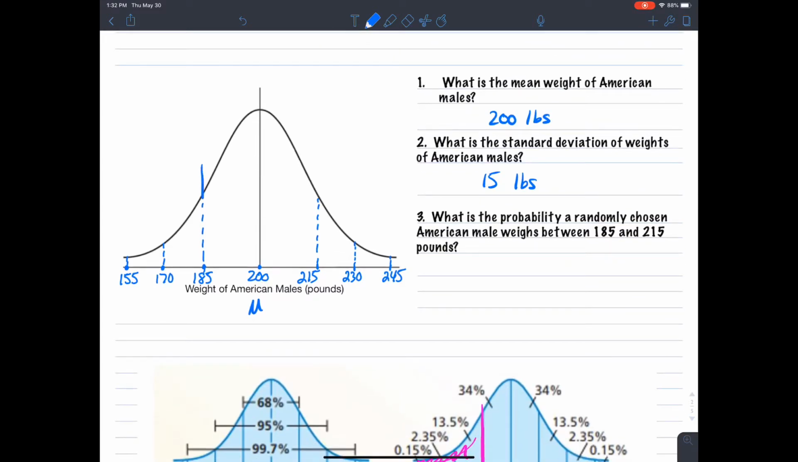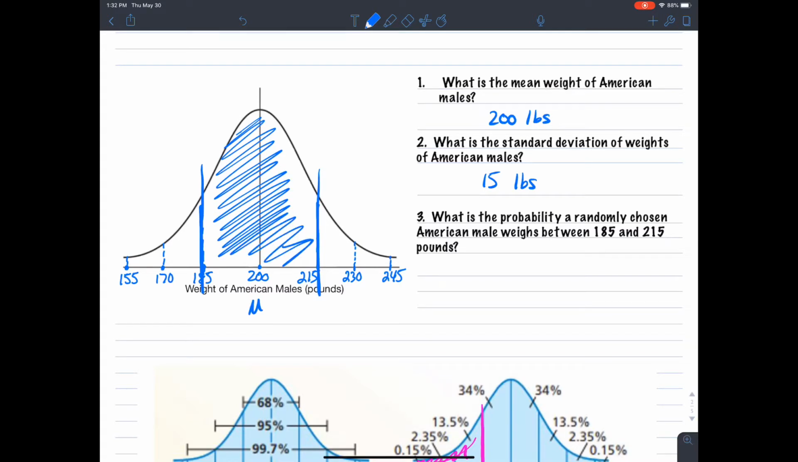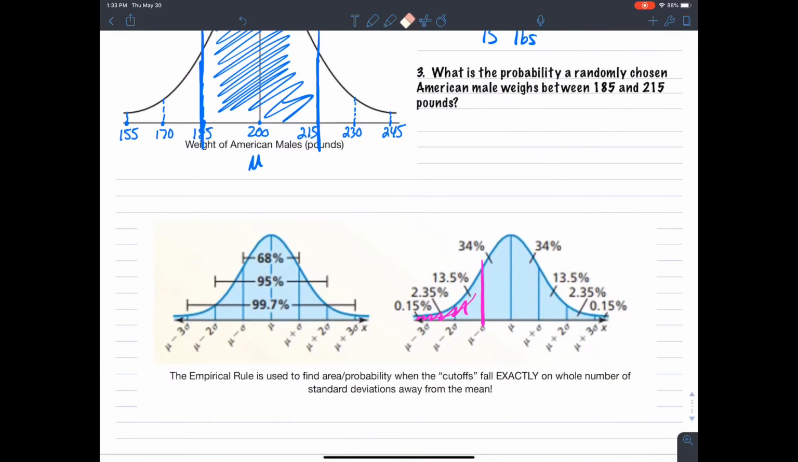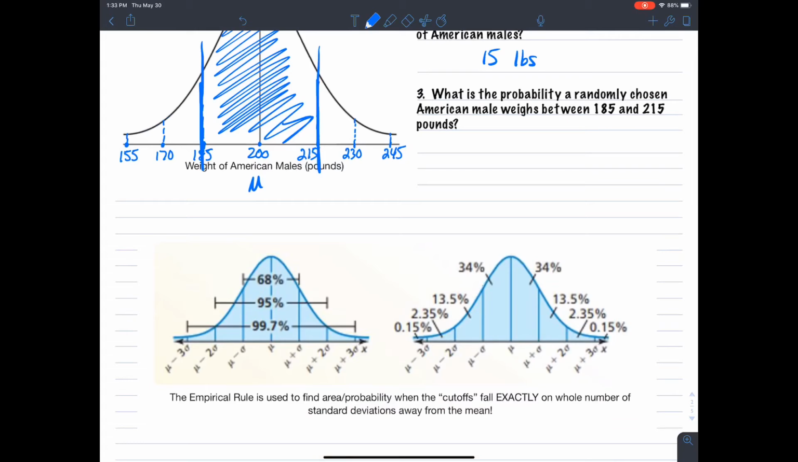And again, notice how these are nice and checked off for us. So here's 185 pounds, here's 215 pounds, and I want to figure out the probability, or in other words, the area of the curve that's in between them. Again, what we notice is it's really nice because both of those borders fall directly on exact standard deviations. So if I do it here, I'd have 34% and 34%, which is 68%. And again, what is that representing? We are looking for the probability that some random male was less than 215 pounds, but bigger than 185 pounds.